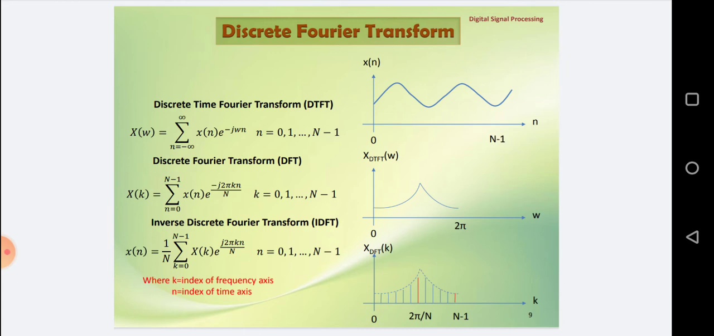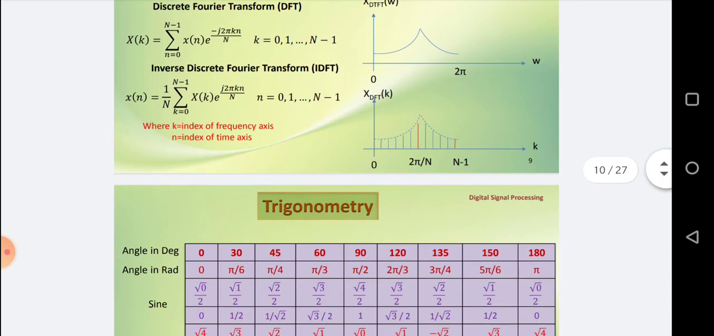Inverse discrete Fourier transform, that is IDFT, is given as x of n is equal to 1 by capital N summation k 0 to N minus 1 x of k e raised to j 2 pi k n by capital N, where n ranges from 0 to N minus 1, where k represents the index of the frequency axis and small n represents the index of the time axis.